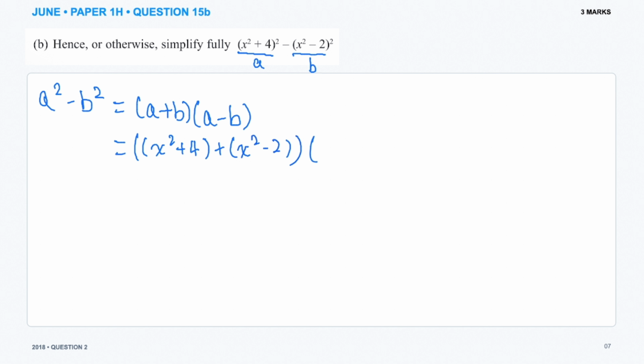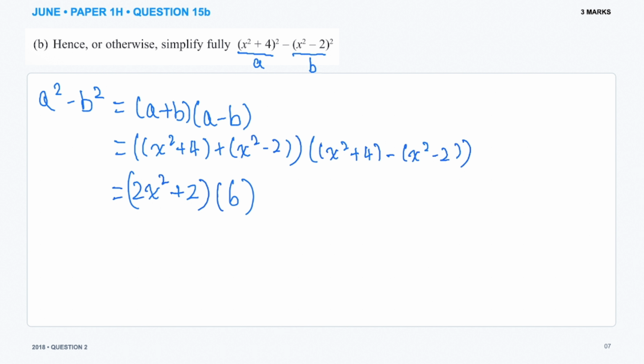and we're going to do a minus b for our other equation as well. So x squared plus 4 minus x squared minus 2. We're going to get x squared plus x squared is 2x squared. 4 minus 2 is plus 2. Multiplied, the x squareds cancel out. And 4 minus minus 2, which is 4 plus 2. So it's going to be 6. Which means after we multiply our two terms, we're going to get 12x squared plus 12 as our final answer.